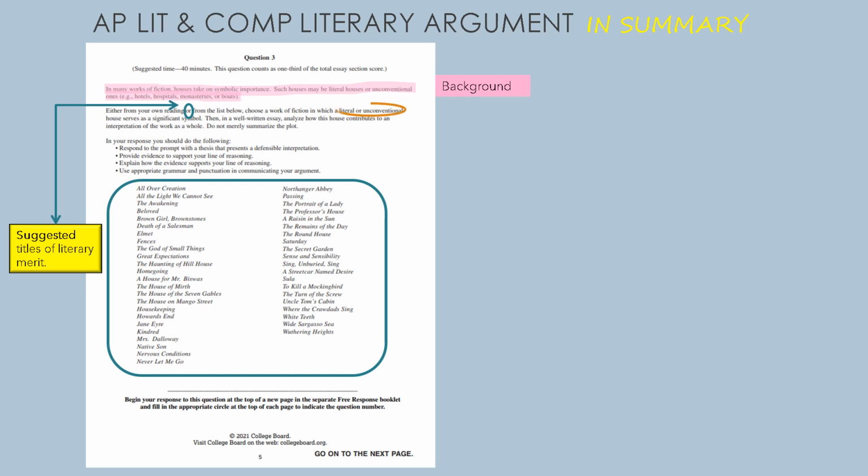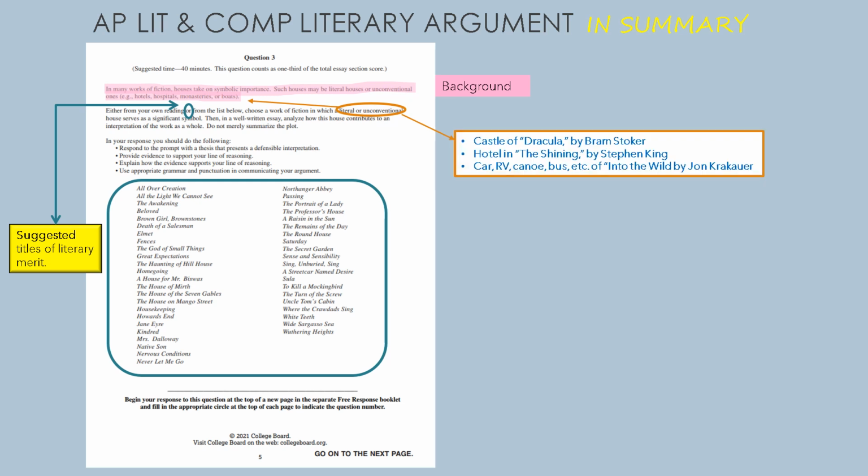Next, start by circling, underlining, or emphasizing in some way key hint words, like in this case, literal or unconventional. This is referencing the background information that would help you in deciding on a specific novel.